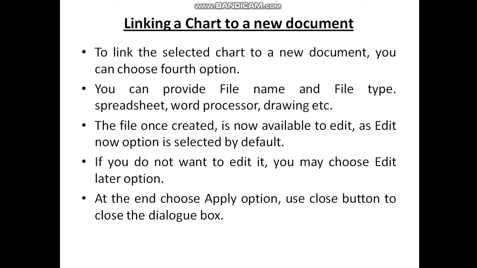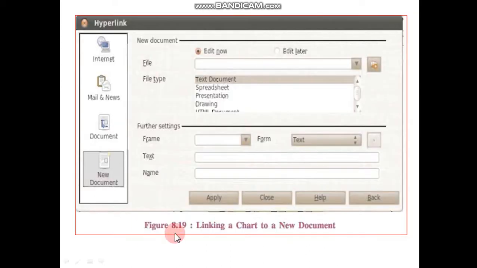The file once created is now available to edit, as the edit now option is selected by default. If you do not want to edit it, you may choose the edit later option. At the end, choose the apply option, and use the close button to close the dialog box. Let's see. Fourth is a new document, with edit now and edit later. Now choose the type of your file, like a presentation, spreadsheet, anything, and then click OK and then the apply button.